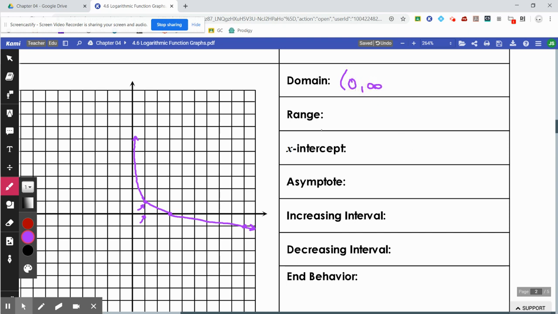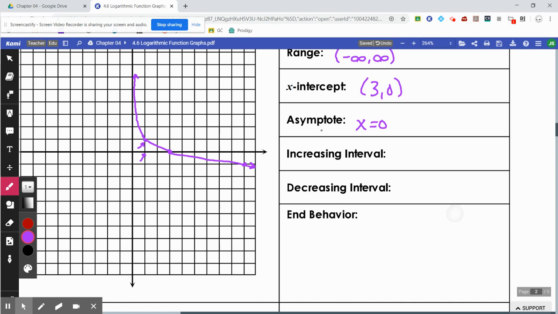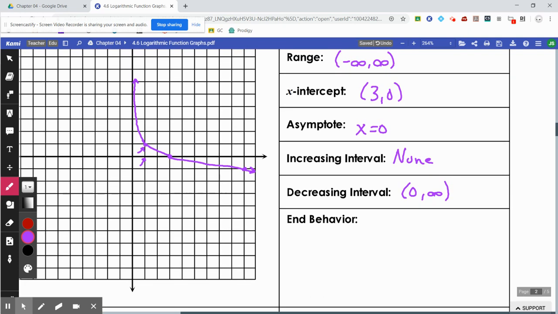My domain is still from 0 to infinity because I've got that asymptote line at x equals 0. My range values, however, go from negative infinity up to positive infinity. The x-intercept is now moved to here, which is (3, 0). My increasing interval, there is no increasing in this graph. It decreases for the entire life of the graph, which is from 0 to infinity, the whole domain. And then finally, my end behavior. As we travel to the right, my graph goes down forever. As we travel closer to 0, my graph goes up forever.